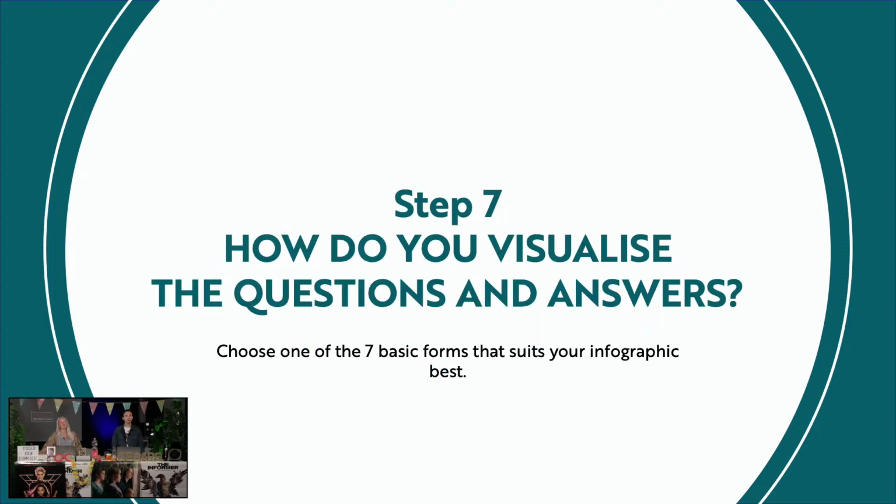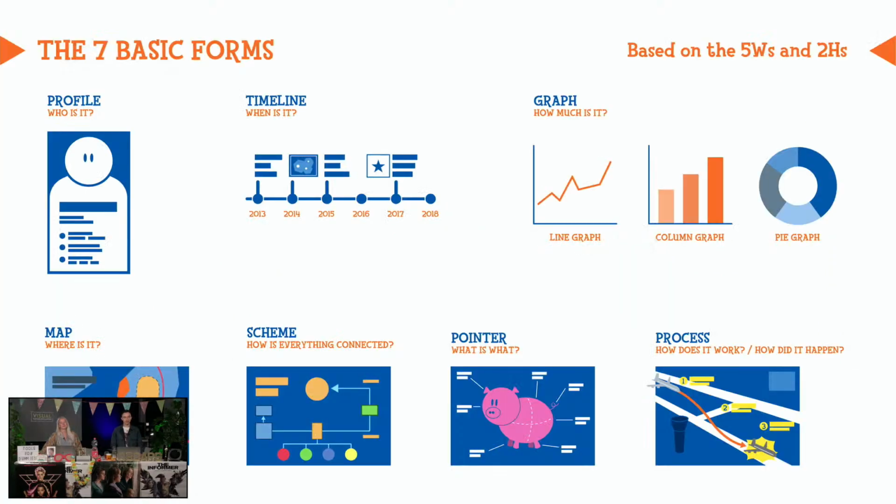But how do we do that? I just mentioned the 7 basic forms of your infographic that belong to the questions that you ask. On the top left, we have the profile infographic that starts with the who question. If you have a when question, then you could make a timeline. For example, when is the cheese done? After how long does it take? That's what we can make a timeline of.